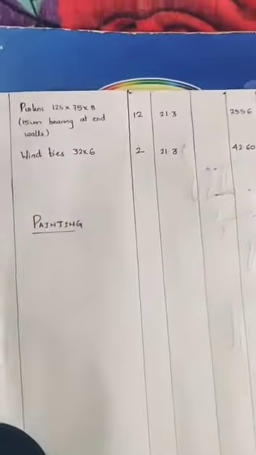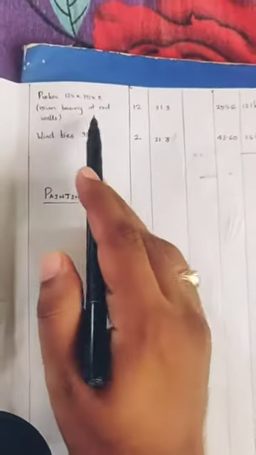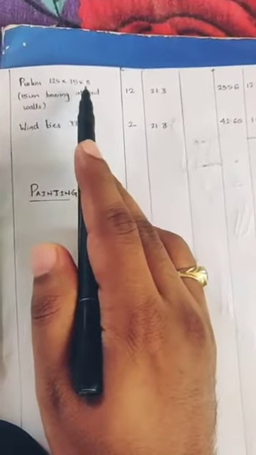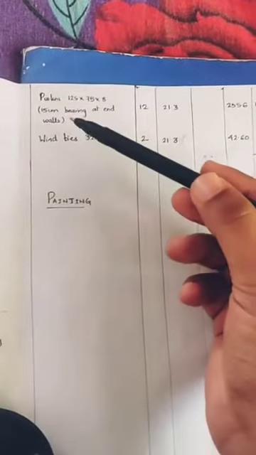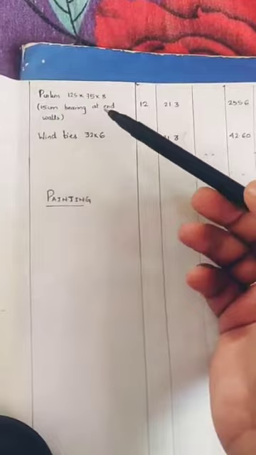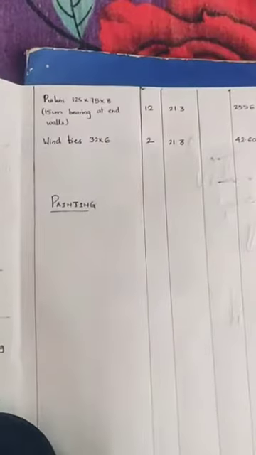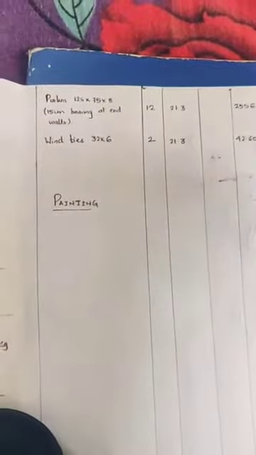Now next, calculation of purlins. Since purlin, as I said, is running over the complete length, what is the size of purlin? 125 by 75 by 8. We'll assume 15 centimeter bearing at the end walls, so it has to rest on the end walls. Previously when we were discussing, we know that there are 12 number of purlins.